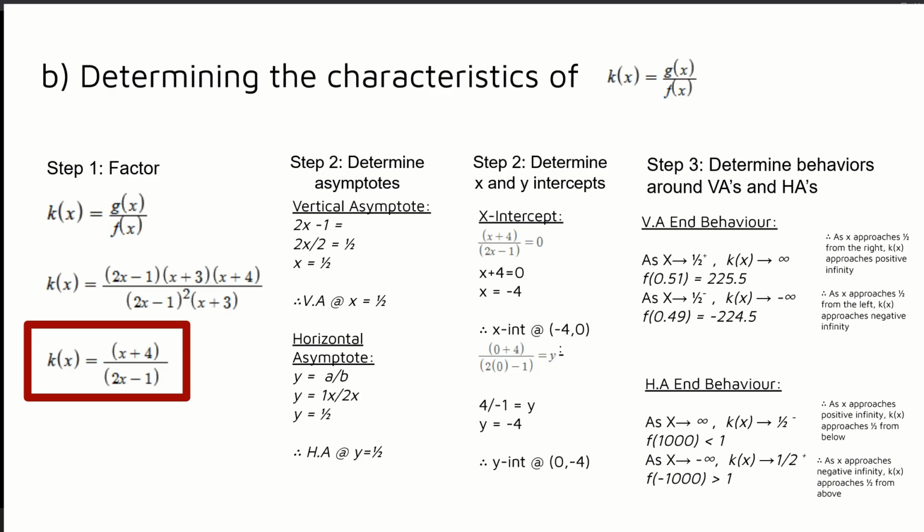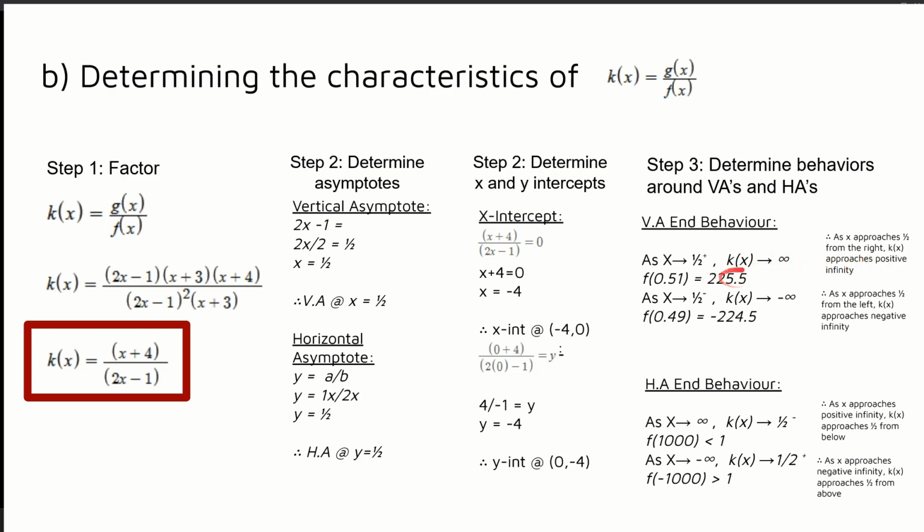Yeah, so anyways, step 3, determine behaviors on VAs and HAs. So, your vertical asymptote behavior. Basically just substitute a value that's roughly 1/10 higher and lower than your vertical asymptote. So 0.51 and 0.49. When you input this into your actual function, you'll get either a positive or a negative value, and this tells you as x approaches 1 over 2 from the right, k at x should approach either positive or negative infinity depending on the value you get.